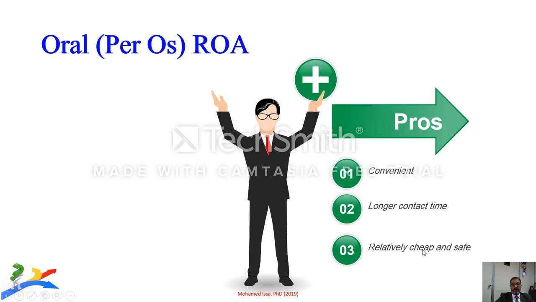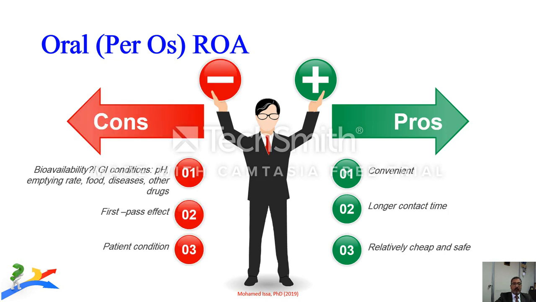Relatively cheap and safe. Cheap, relatively, when you compare tablets and capsules to other dosage forms, injectables, injection for example, inhalations, they are cheaper than the other dosage forms. Safety actually comes from the chance to recall, to retrieve the drug in case of emergency, toxicity, overdosage through gastric lavage, for example. While in case of other routes, like intravenous injections, it's almost impossible to retrieve the drug once you administer it into the blood circulation. What about the limitations of the oral route of drug delivery?